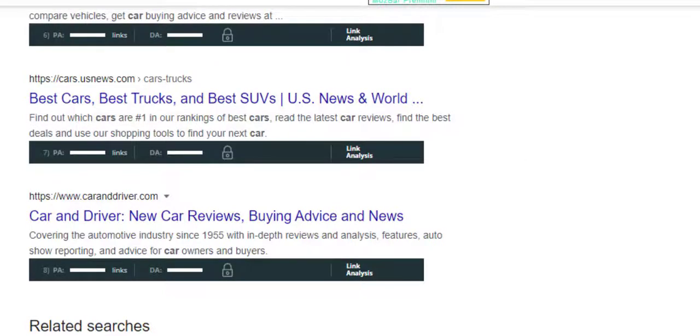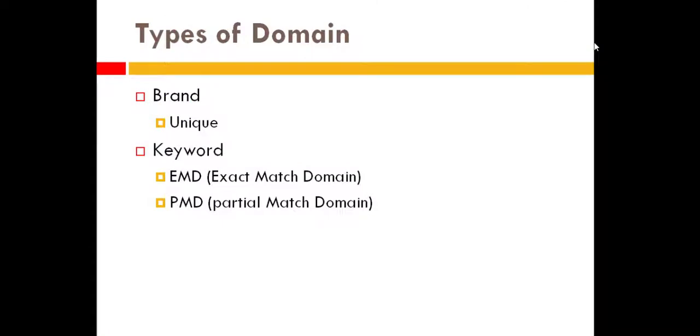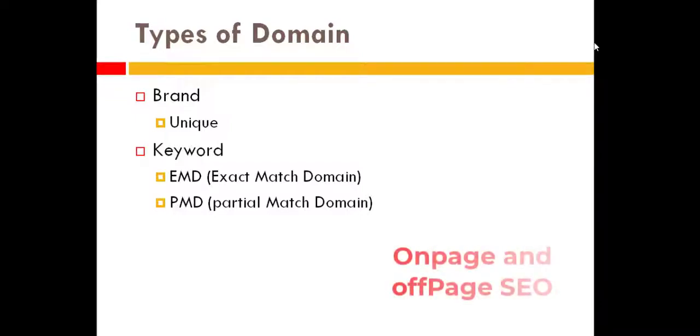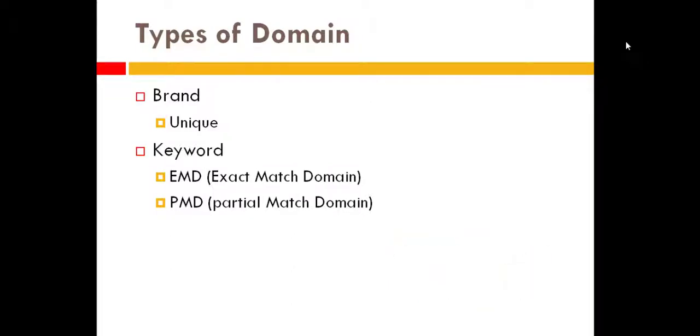As you can see, having the keyword in your URL helps in ranking a site high on search engines. But it doesn't just work like that. You still have to do what we call on-page SEO and off-page SEO. We'll be talking about these two in the coming videos. Now, let's talk about tips for choosing a domain name.